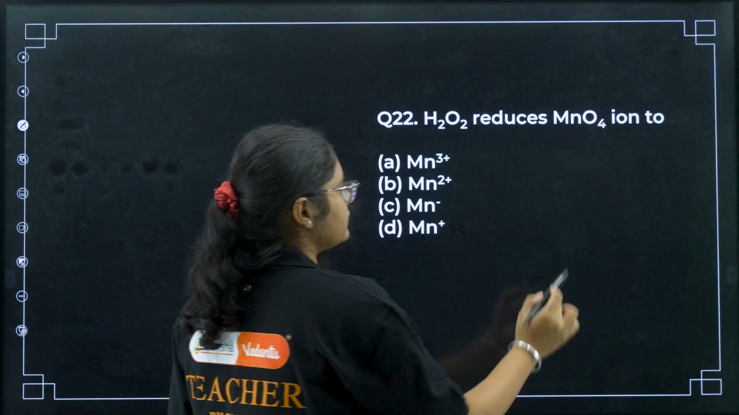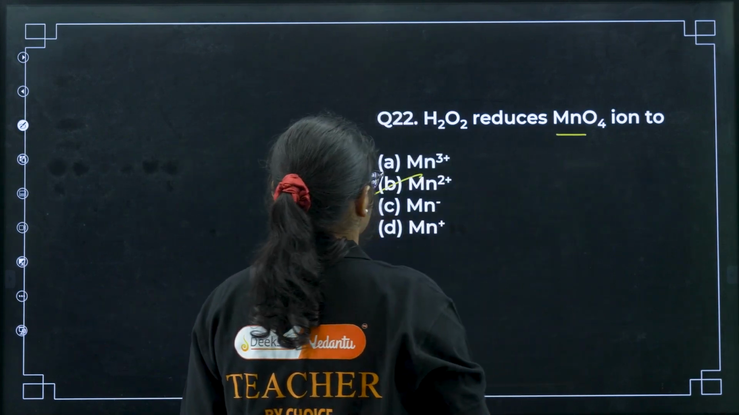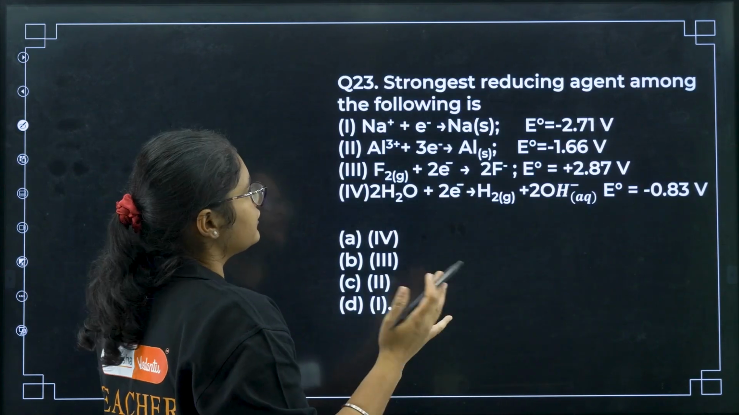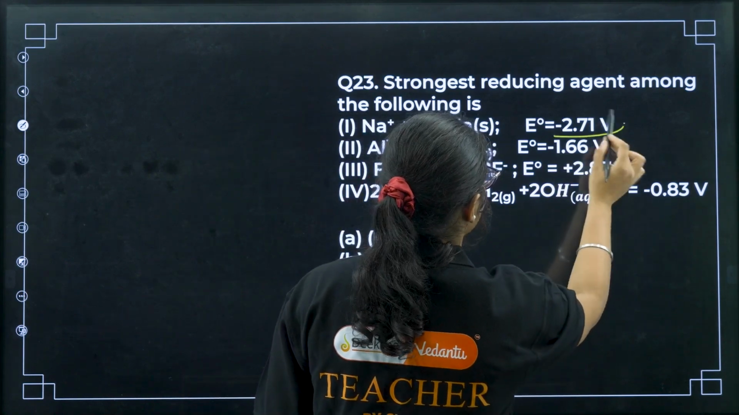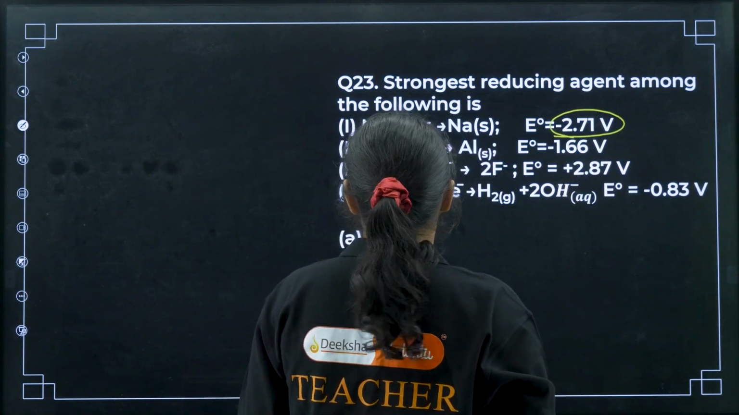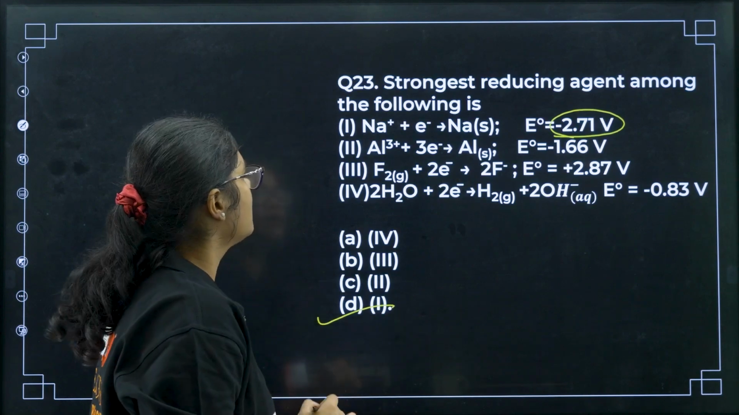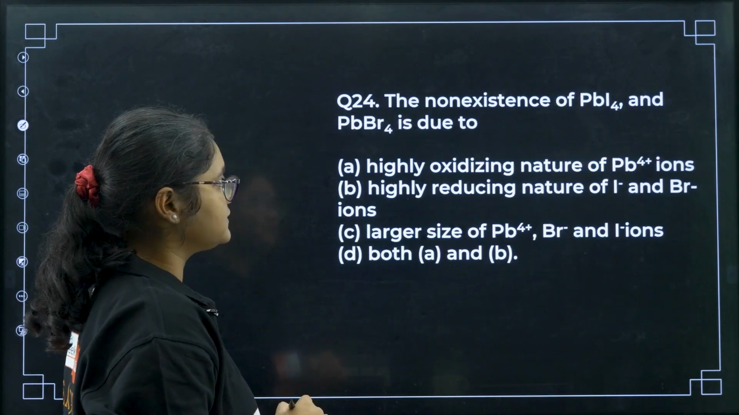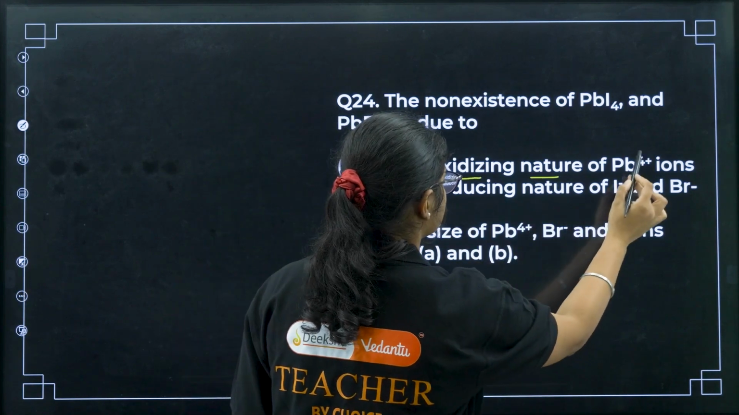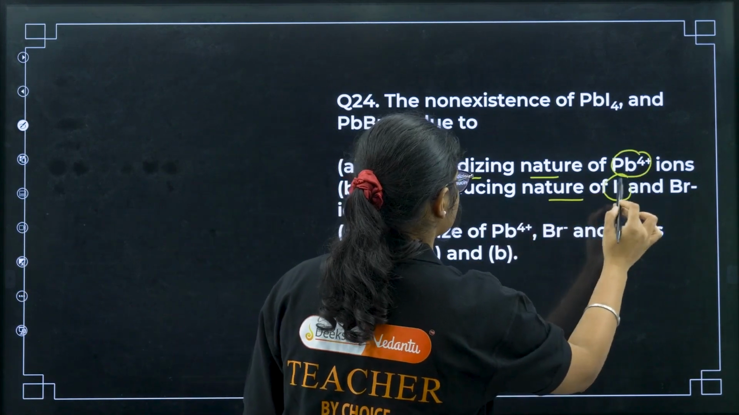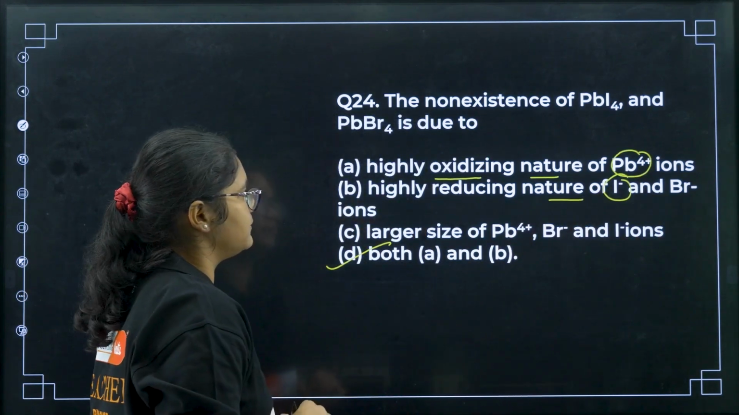Next, H2O2 reduces MnO4 minus to Mn2 plus. The strongest reducing agent, again the same thing, you can see the least value. Where is the least value? Minus 2.71, right? So that is option number D. Next, the non-existence of PbI4 and PbBr4 is due to the highly oxidizing nature of plus 4 and the highly reducing nature of I minus, so that is both A and B.